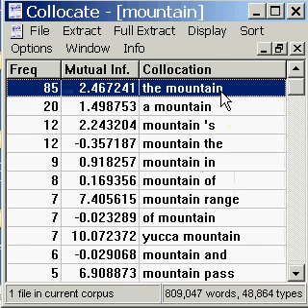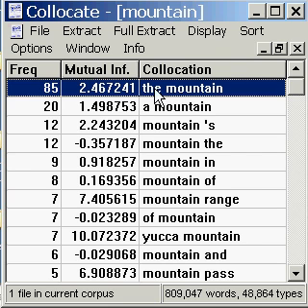So here we have 85 instances of the mountain and 20 instances of a mountain. So you're getting the kind of grammatical words being associated with mountain because they're the most frequent. And then the mutual information here is fairly low because the connection between the and mountain is not particularly strong. The occurs with lots of other nouns.